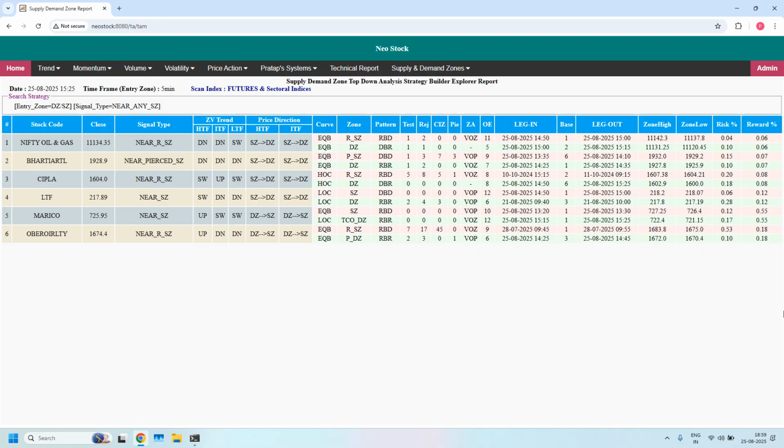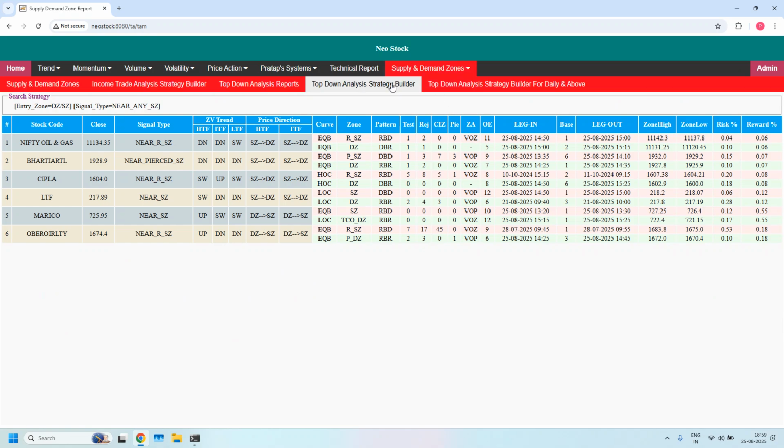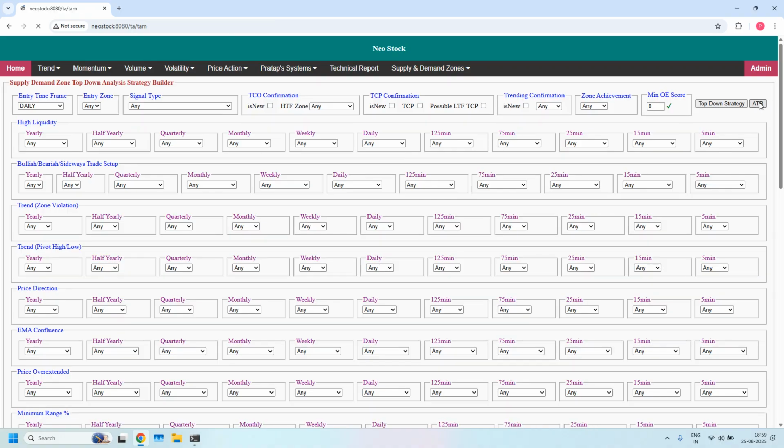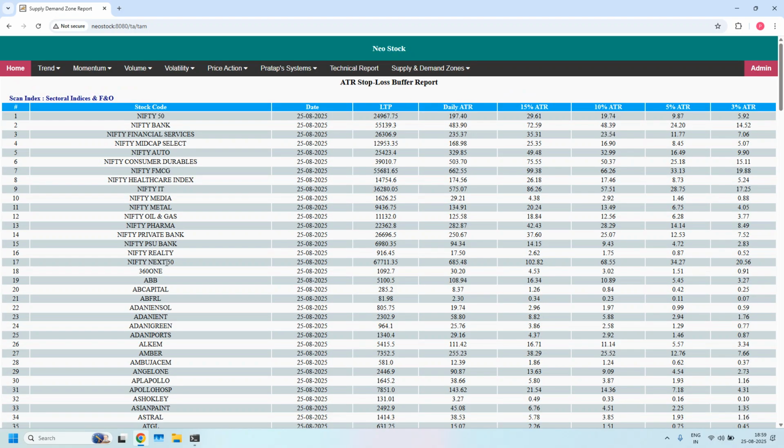Okay, this is about finding the stocks near demand and supply zones for different time frames. And in the final report, I'm generating stop buffers based on daily ATR. First 17 in this list are indices, remaining all are equity stocks. So I'm scrolling the list down. Whichever stock you want to refer, there pause the video. After that, you can proceed further. Okay, I'm scrolling the list down.